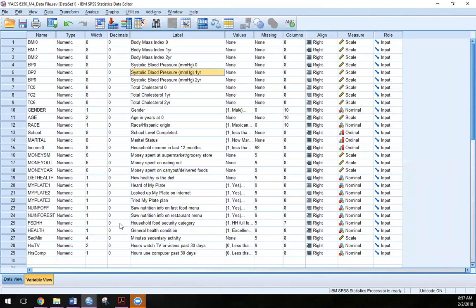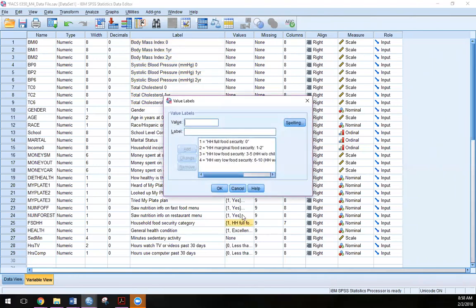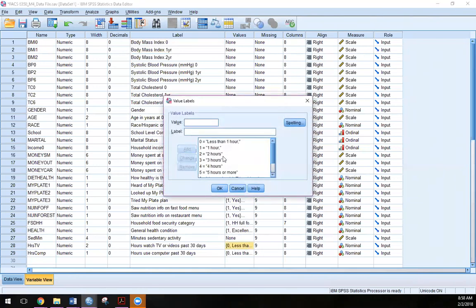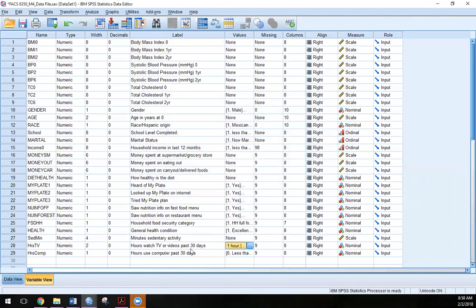If those don't excite you and you just don't really want to talk about BMI, blood pressure, or cholesterol, then you can look at groups like household food security and the general health, sedentary activity. That's minutes of time that people reported just sitting around watching TV. And then we have a categorical variable where they tell us how many hours of TV they watched the past 30 days, and how many hours they used the computer in the past 30 days.